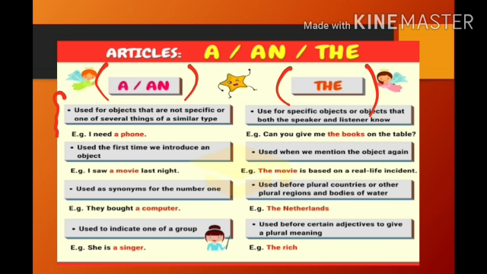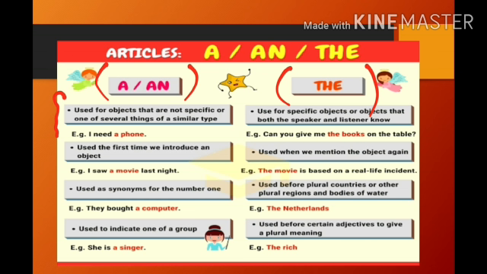A and an हम लोग वहीं यूज़ करेंगे when the subject or the object about which we are talking is not very specific, जो कि specific नहीं है, और one of several things of similar type, और जिस चीज़ के बारे में बात कर रहे हैं वैसा चीज़ बहुत सारा अवेलेबल हो सकता है. कोई भी स्पेसिफिक चीज़ के बारे में हम लोग बात नहीं कर रहे हैं. जब हम लोग a and an कोई भी noun के पहले लगा रहे हैं, then the noun is not very specific.